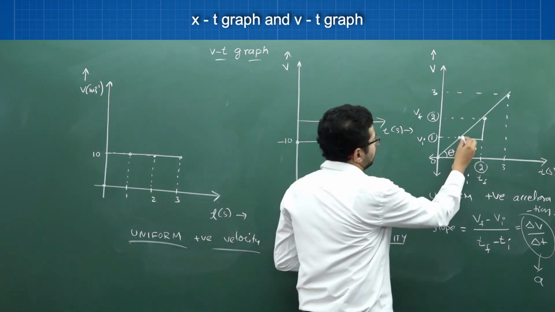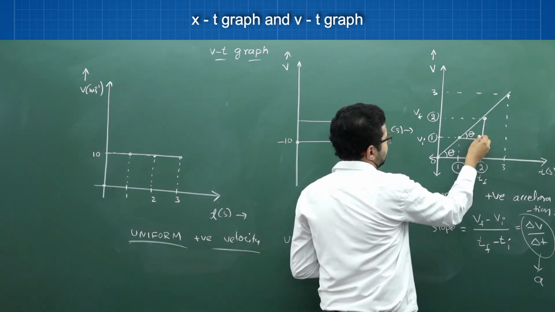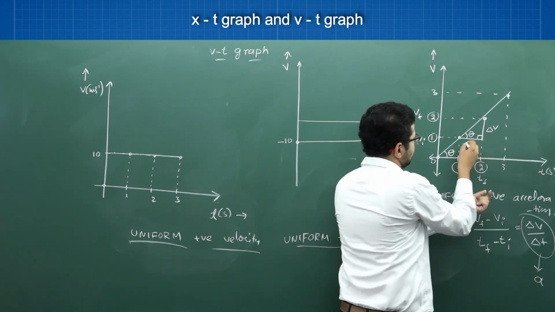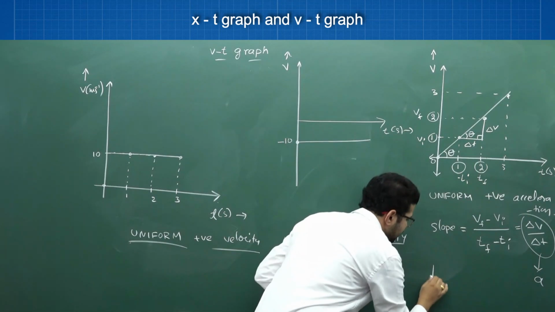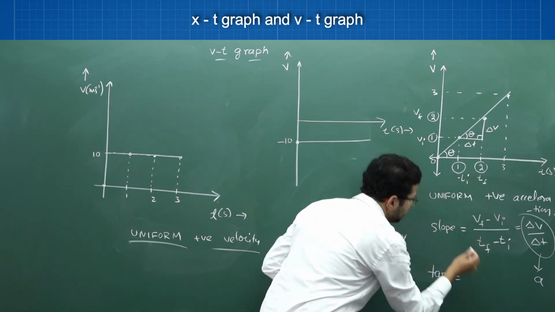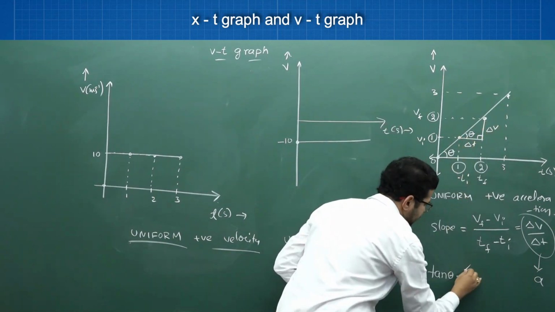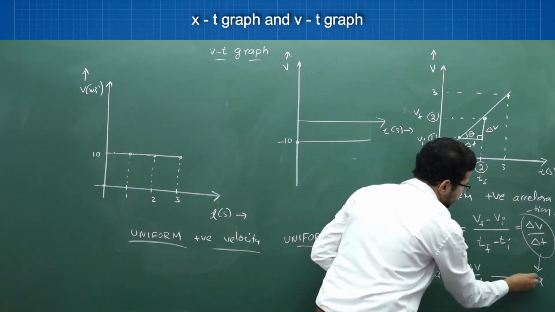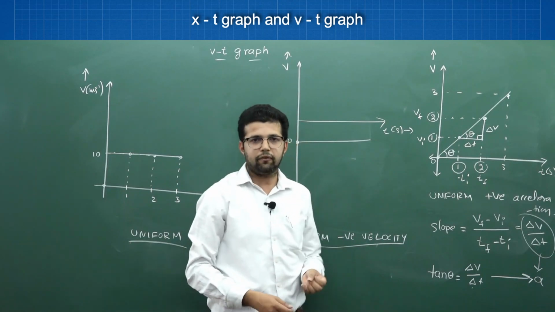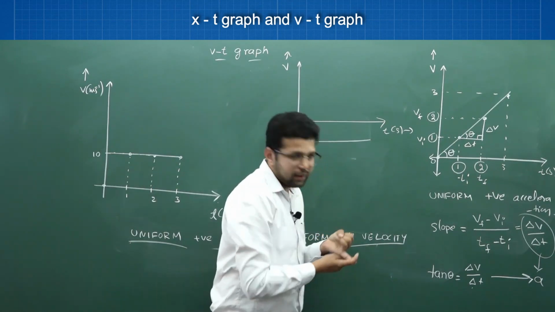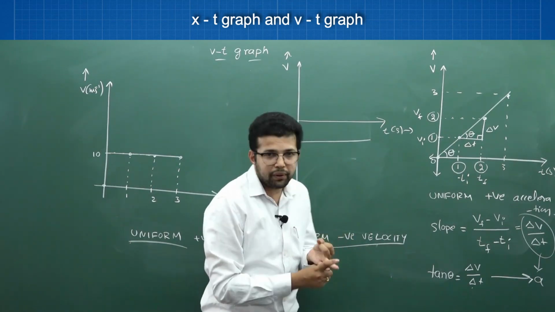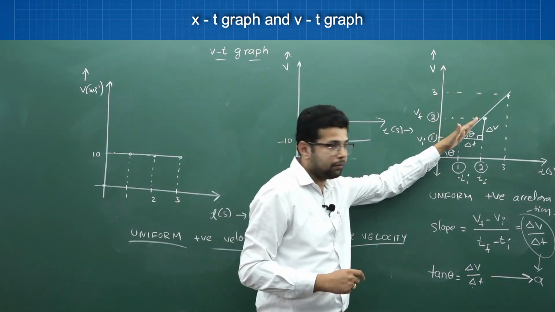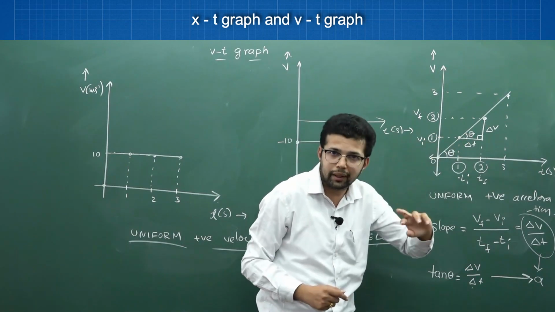Also, if you calculate tan theta, see in this right angle triangle, we know this is delta V and this is delta T. Tan theta is equal to opposite side by adjacent side, delta V divided by delta T. What is delta V by delta T? Once again it is acceleration. So, in VT graph tan theta is acceleration, also slope is acceleration. What is theta there? Theta is the angle made by the velocity time graph or the curve with the time axis.